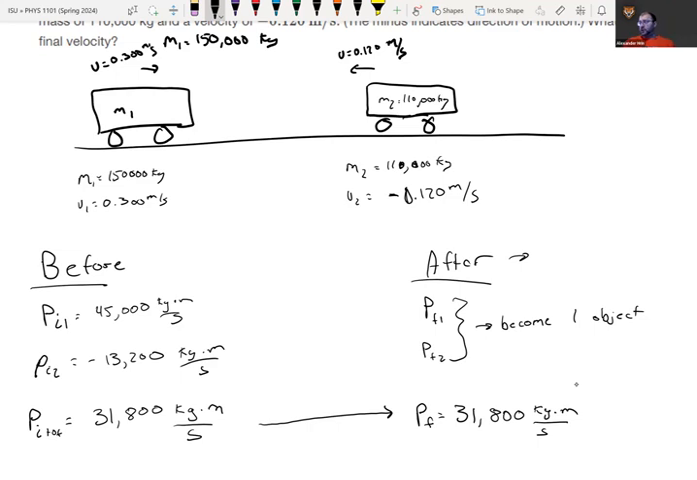But sometimes when two objects collide, it's actually somewhat common, they collide and join together. They stick together and become one object. Two train cars coupling would be an example of this. Now, what is the mass of that one object?